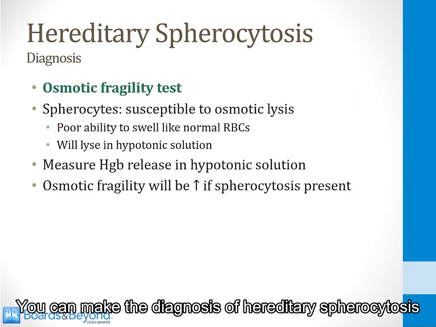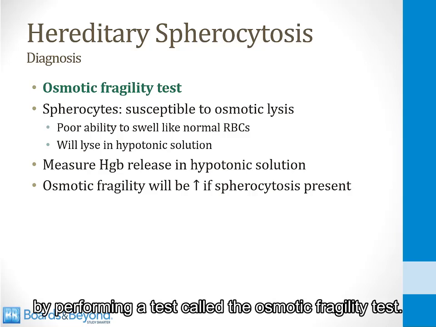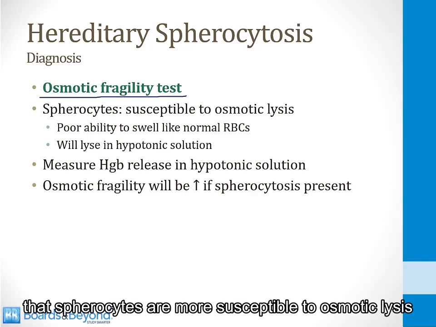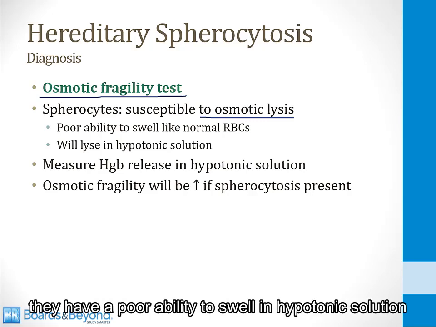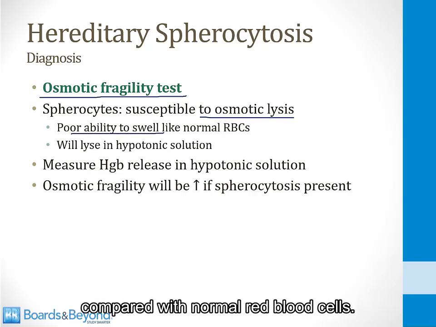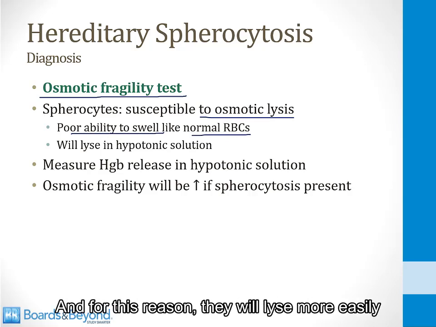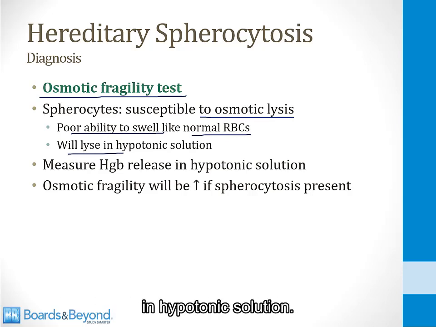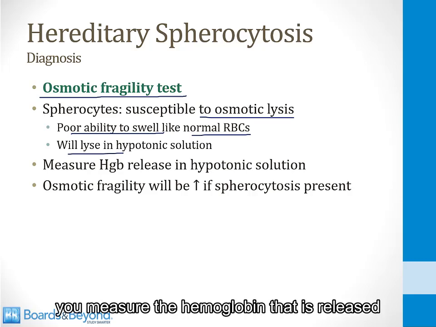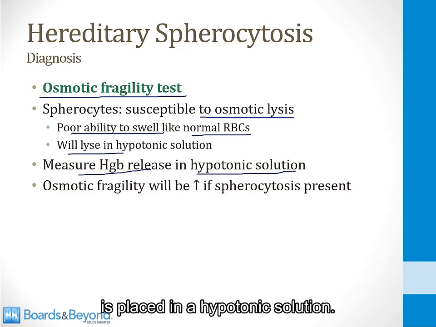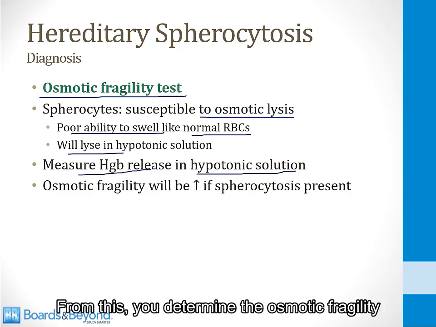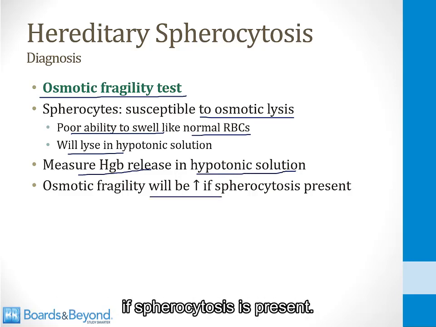You can make the diagnosis of hereditary spherocytosis by performing a test called the osmotic fragility test. This test is based upon the principle that spherocytes are more susceptible to osmotic lysis compared to normal red blood cells. Because they have abnormal membranes, they have a poor ability to swell in hypotonic solution compared with normal red blood cells, and for this reason they will lyse more easily in hypotonic solution. To perform this test, you measure the hemoglobin that is released when a sample of blood cells is placed in a hypotonic solution. From this, you determine the osmotic fragility, and the osmotic fragility will be increased if spherocytosis is present.